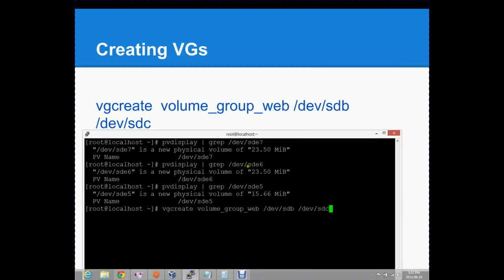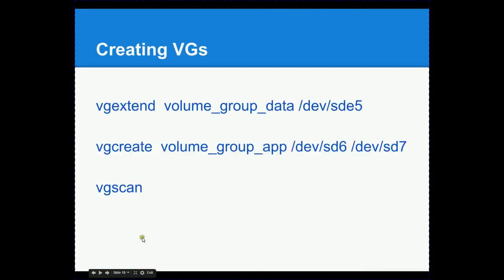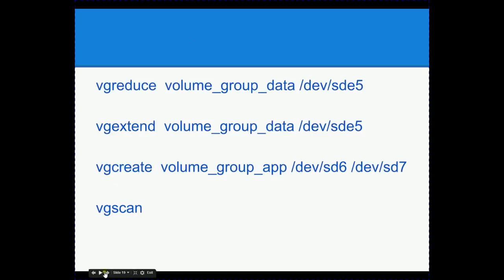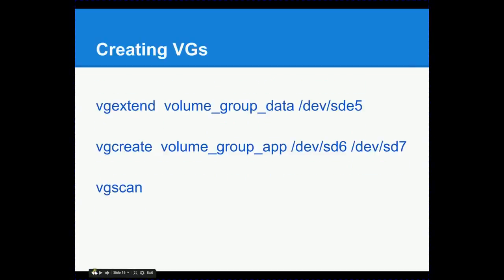Okay, so let's confirm the command. Volume group create web, and then we're going to use disk SDB and SDC. So we have one contiguous, or one solid volume group that we've created from 2 physical volumes here. Do we have to do them all? We'll do one more in the interest of time.